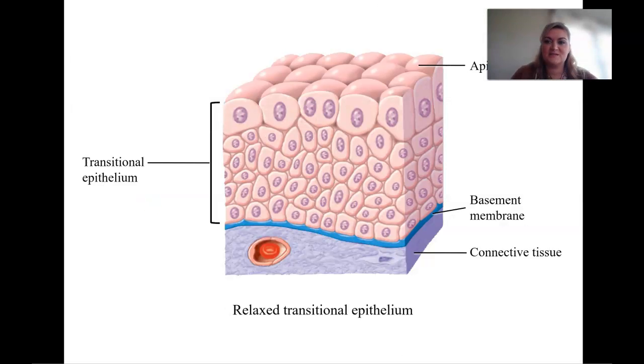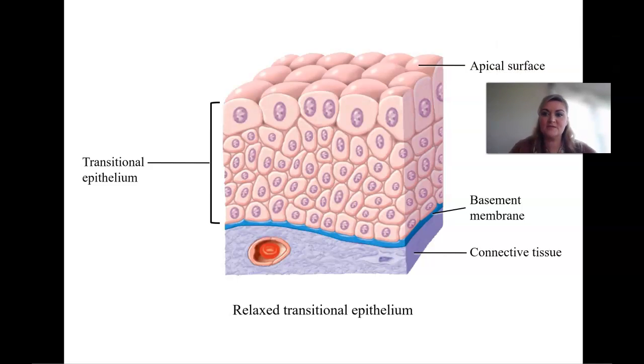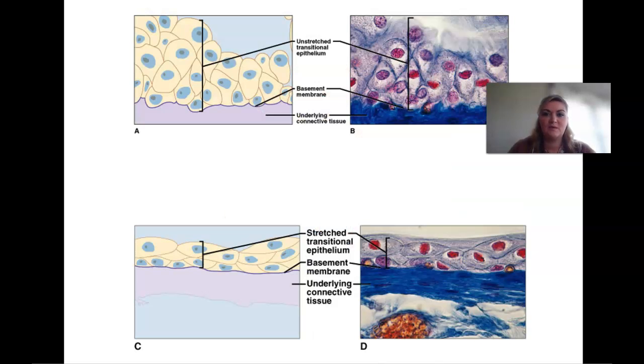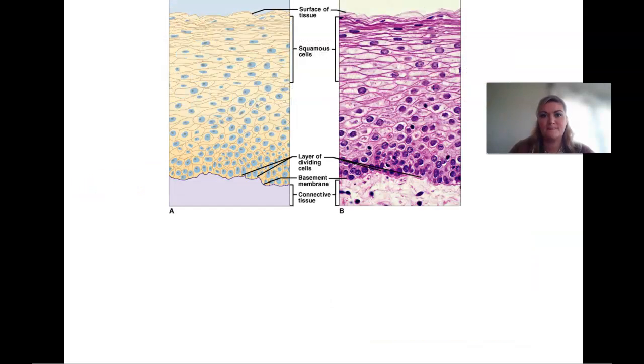So looking at these are going to be nice, plump cells. You have an apical surface. You have the transitional epithelium, which is going to be the stratified cells or the many layers of cells there. You still have your basement membrane and you still have that connective tissue. Up top, you see those nice and plump. At the bottom, you see them as they're being stretched out. Next type that we see here is going to be a stratified squamous epithelium.